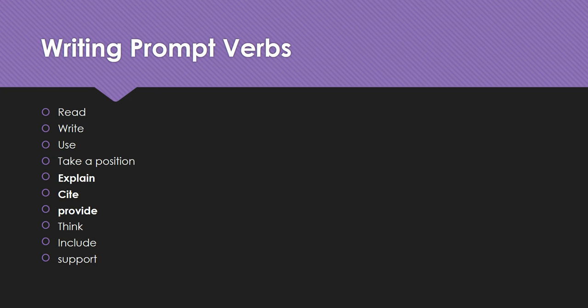prompt want you to do. So here are some verbs that you can look for that are common in writing prompts. Read, write, use, take a position, explain, cite, provide, think, include, and support. Those are some of them. It's not all of them, but you can look for those and figure out what it is that they're asking you to do. This will go in your do column when you find these words.